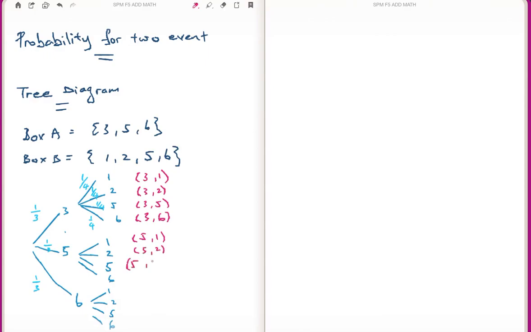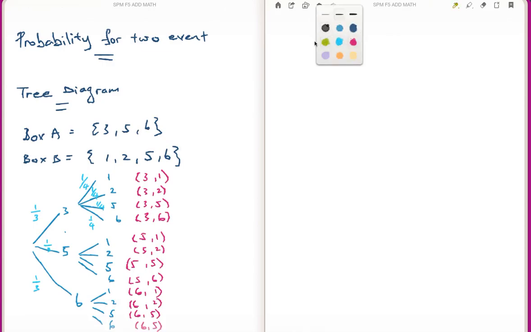But for this example, it is manageable. Okay, 6 and 1, 6 and 2, 6 and 5, and this is 6 and 6. Quite tedious, but I want to understand what's happening. So now I want to find out the possibility. My event is that the 2 balls are the same.